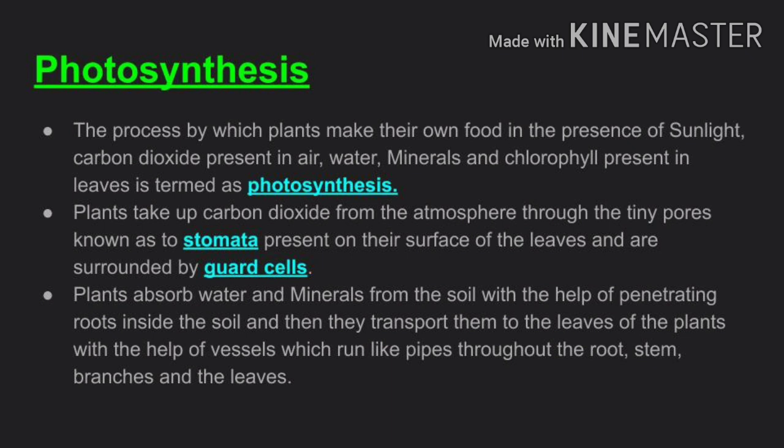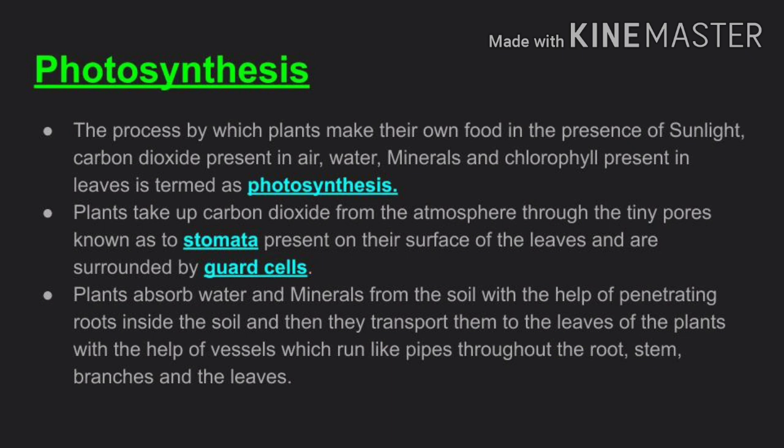You will write these points down in your copy and you can understand them as you write them. Okay. So, plants take up carbon dioxide from the atmosphere. So, on their leaves, there are small, tiny pores, invisible to us. Those pores are called stomata, and these stomata are protected and surrounded by guard cells. Okay, the diagram will be there in the next slide.